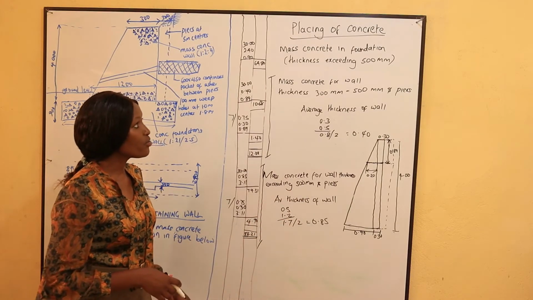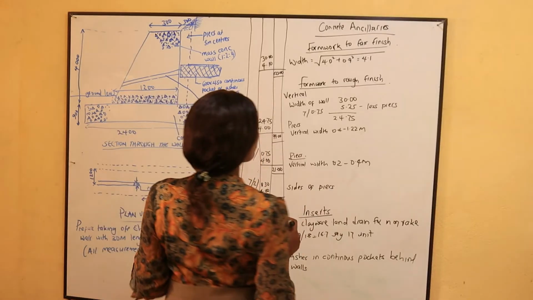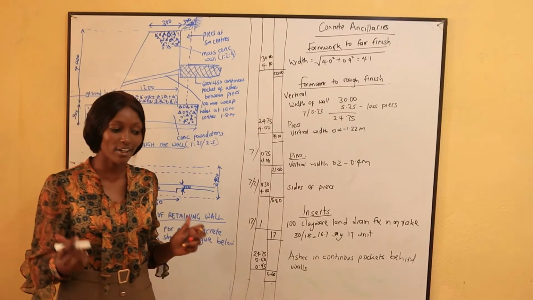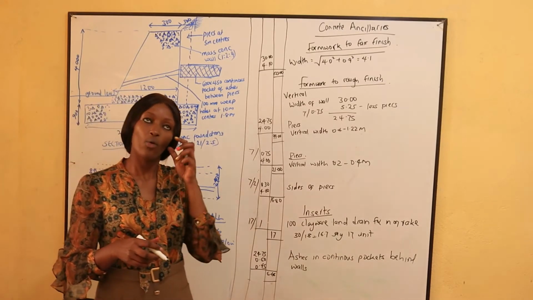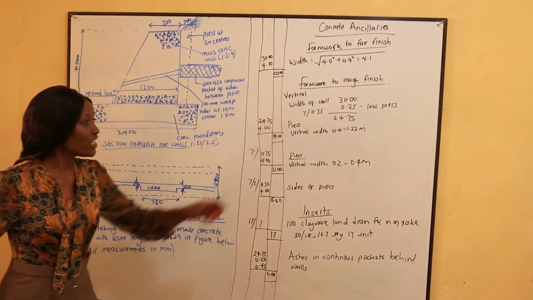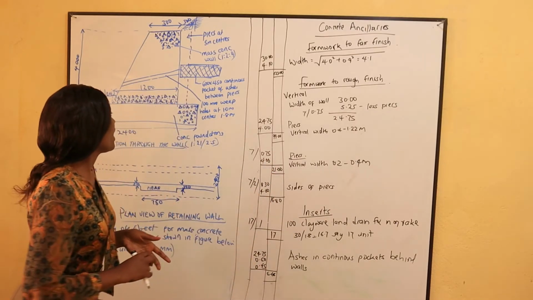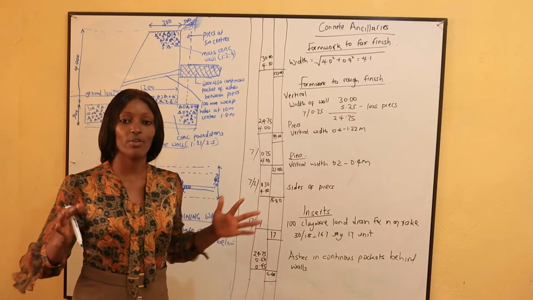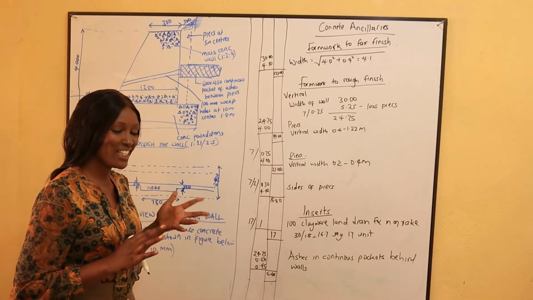Alright, now we shall move on to the next step, which is concrete auxiliaries. After the placing of concrete, we shall do the concrete auxiliaries. These are things that we need as we work with concrete. For example, we shall need the formwork, and we shall also need the inserts. To put the concrete in place, we need the formwork, because we shall first do the formwork, then we concrete. As the concrete dries, it needs the formwork.